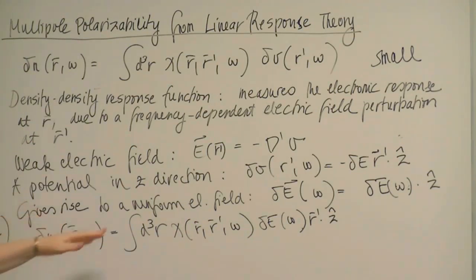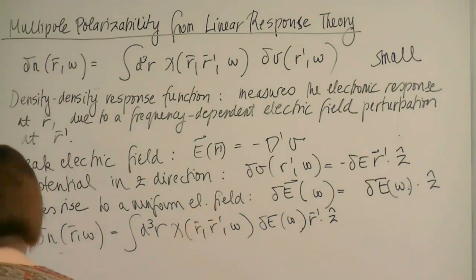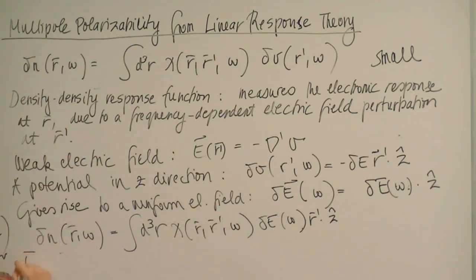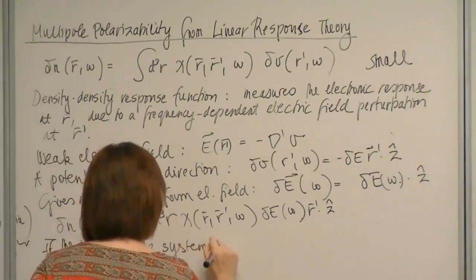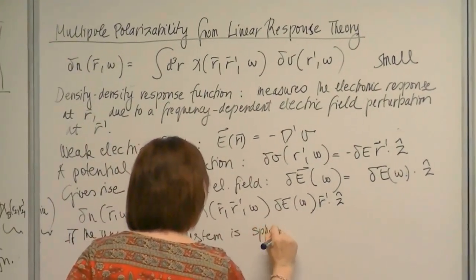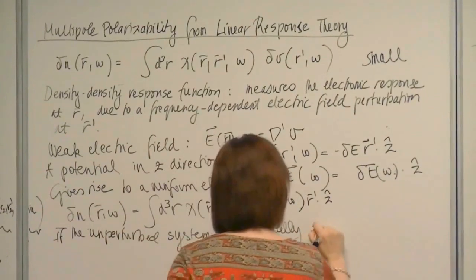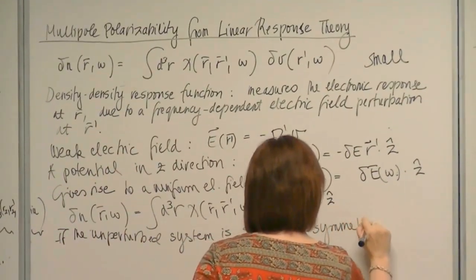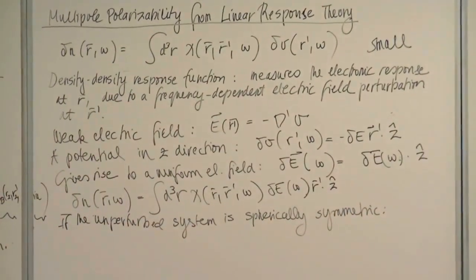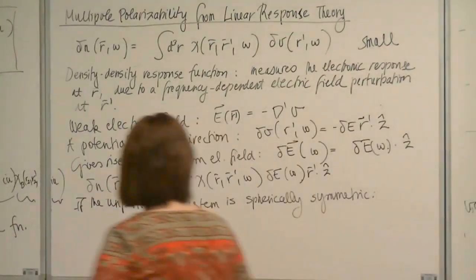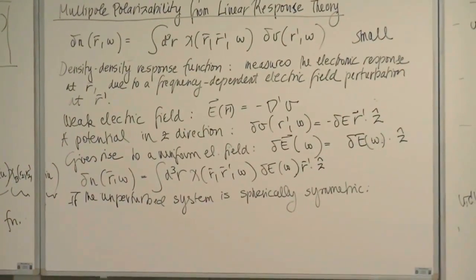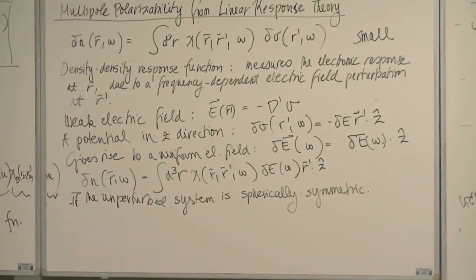Let's proceed. So we have the linear response theory, but we don't yet have a polarizability matrix. What is the polarizability? Now, here comes the approximation: in my derivations I restrict myself to a spherically symmetric system. So let's just look at this sphere.